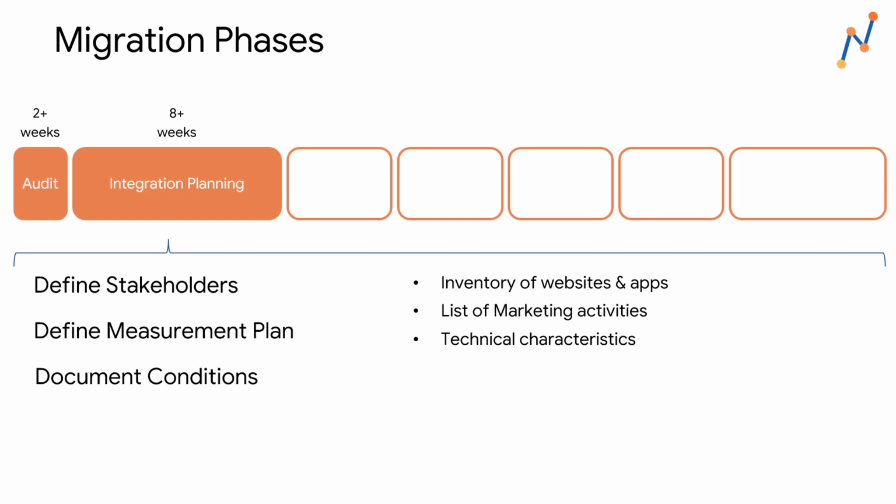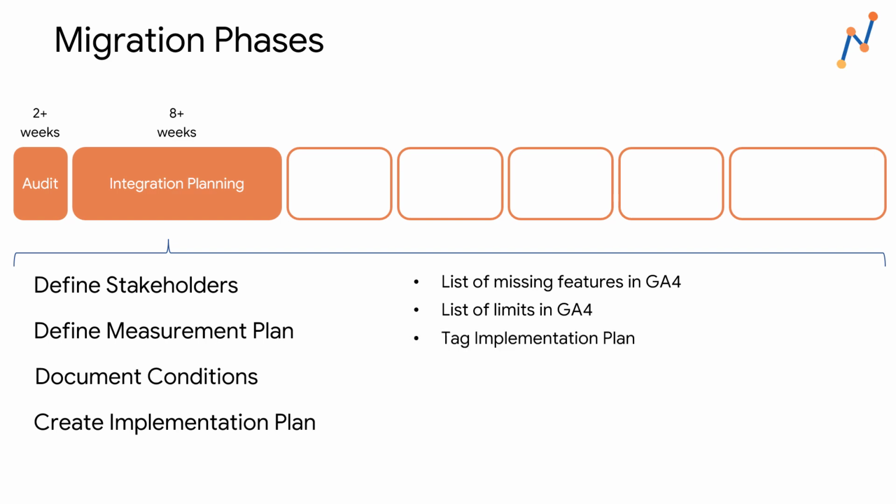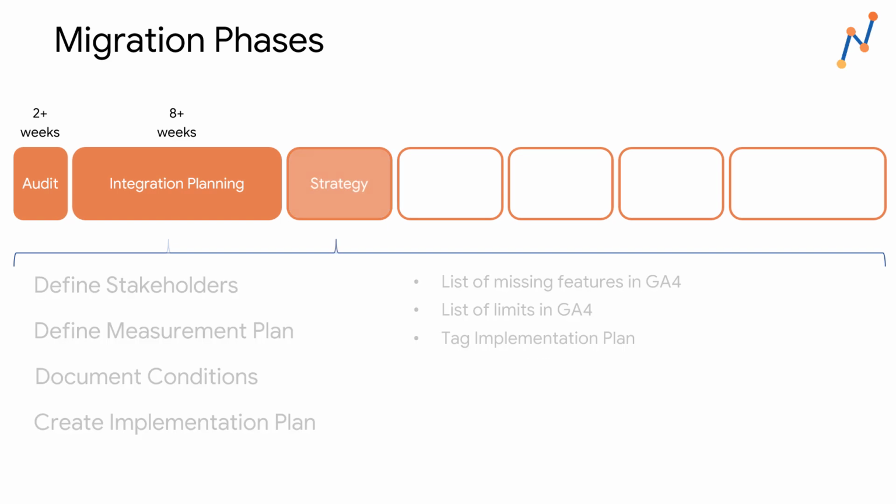The last step in the integration planning is to create the implementation plan, which will be the outcome of the previous steps. And this will cover a list of the missing features in GA4 and the impact on your implementation, a list of the limitations in GA4 which might impact your implementation or your business, and a tag implementation plan which outlines which tag needs to be created and when it is to be fired. Once you're done with the integration planning, you can proceed to the next phase, which is all about strategy.